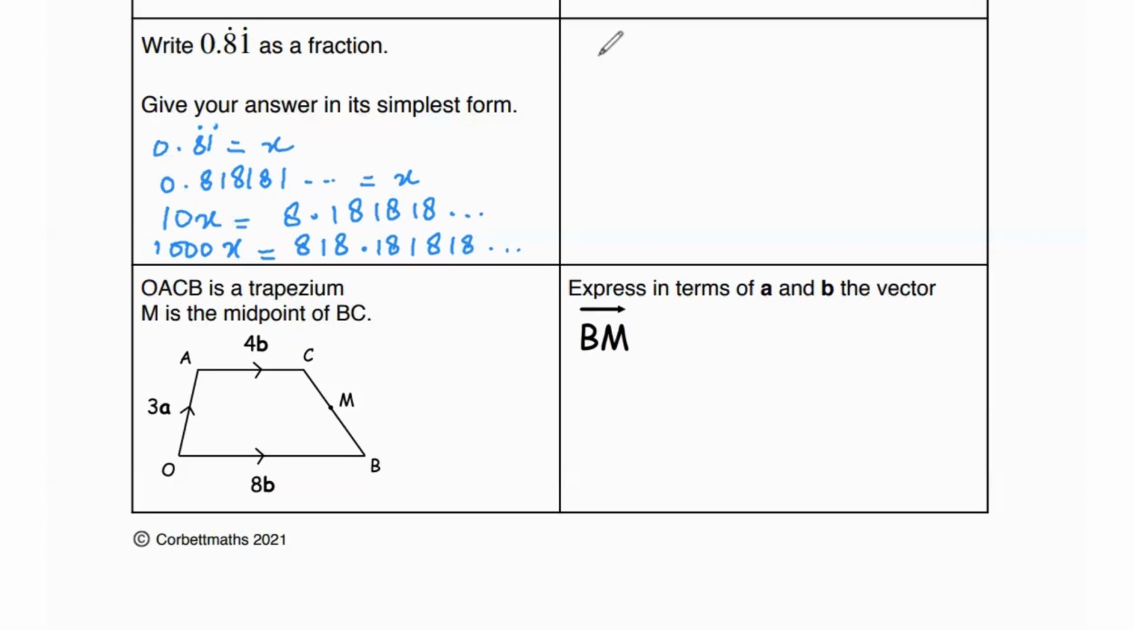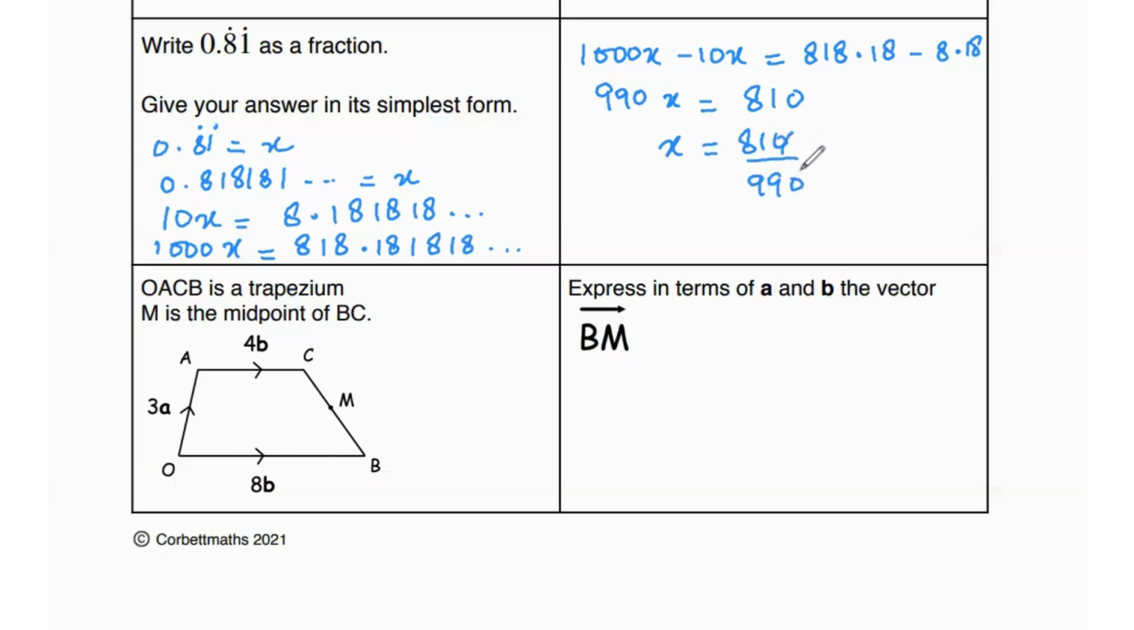So now when we do 1000x minus 10x, over here we're going to do 818.18 minus 8.18, and 990x is equal to 810. As you can see, all the numbers after the decimal are gone. So now x equals 810 divided by 990. The 0 gets cancelled out. And 81 is 9 times 9, and 99 is 9 times 11. So 9 over 11 is your answer.